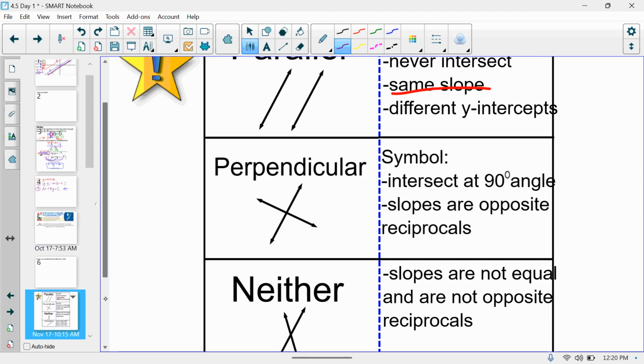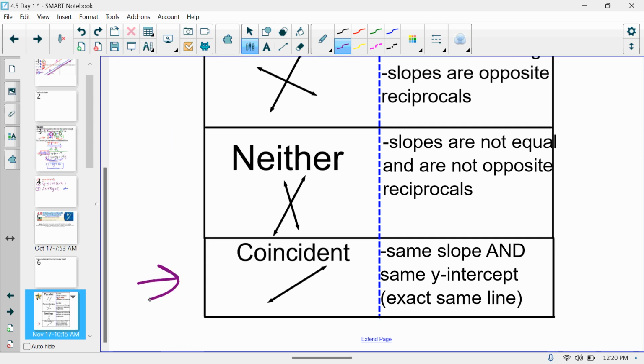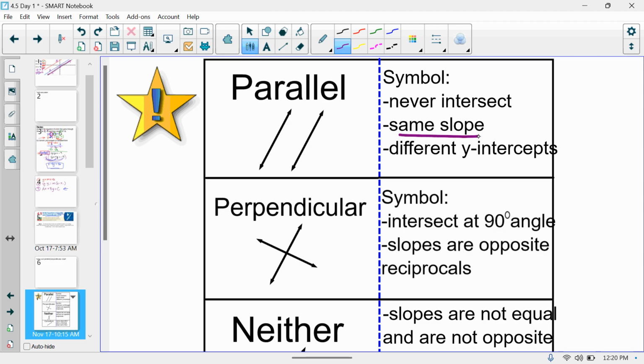That's called coincident. Jump down here real quick. If they have the same slope and the same y-intercept, they would be the exact same line, okay? So to be parallel, they have to have the same slope but different y-intercepts, okay?